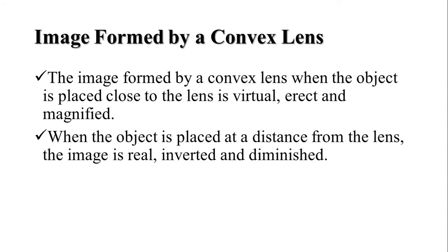Now let us understand the image formed by a convex lens. The nature of the image formed by the convex lens depends on the distance between the object and the lens. When the object is placed too close to the lens, then the image is virtual, erect and magnified. And when the object is placed at a distance from the lens, then the image is real, inverted and diminished.